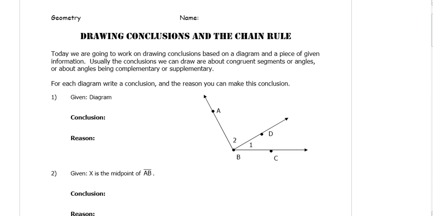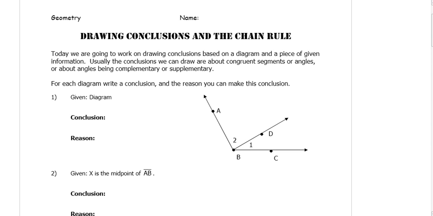Now, what we have to do is look at a diagram and make a conclusion. You don't need to tell me what's going on in the diagram. You need to look at the diagram and come up with some sort of a conclusion. So, in number one, I'm given this diagram. I need to come up with a conclusion, and I have to be able to back it up. You always have to support what you're doing.